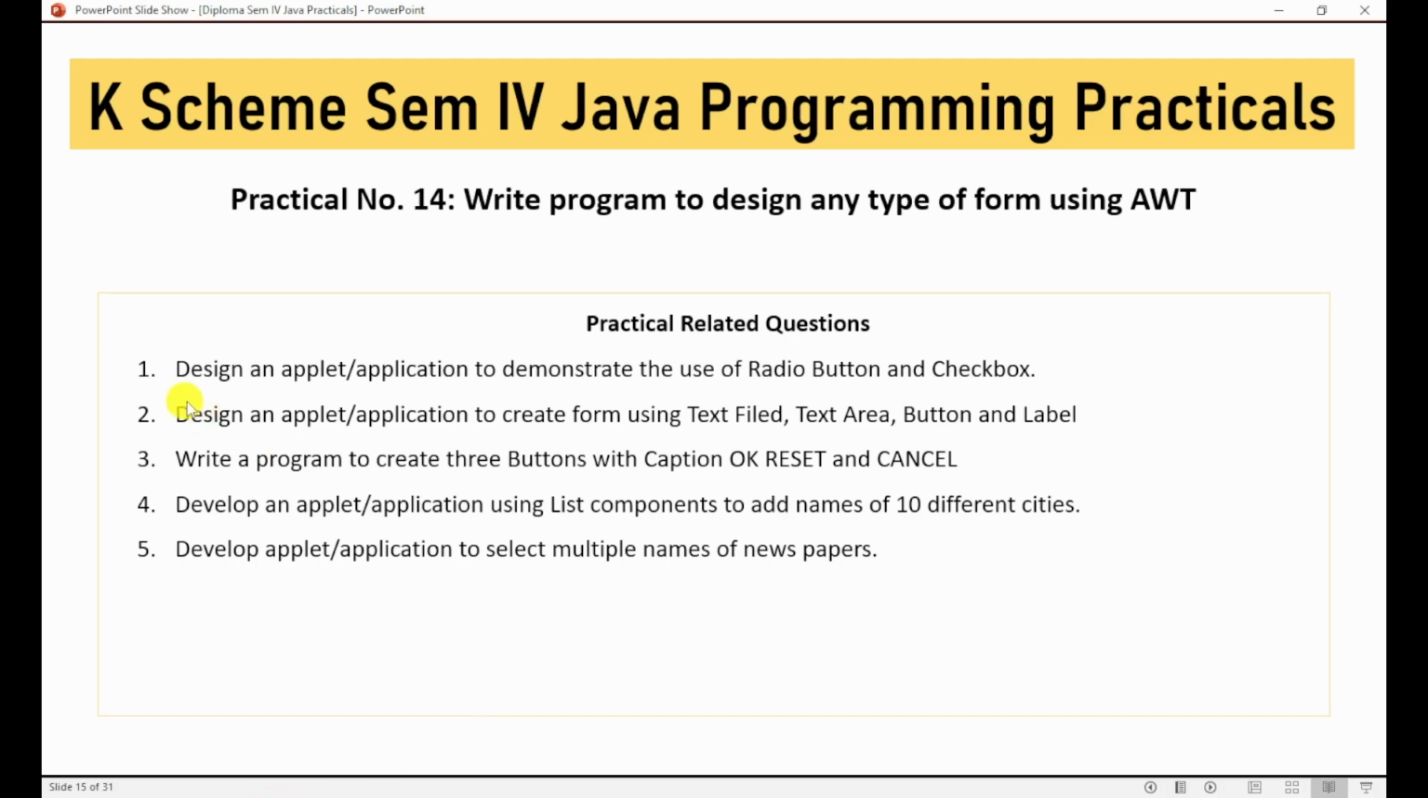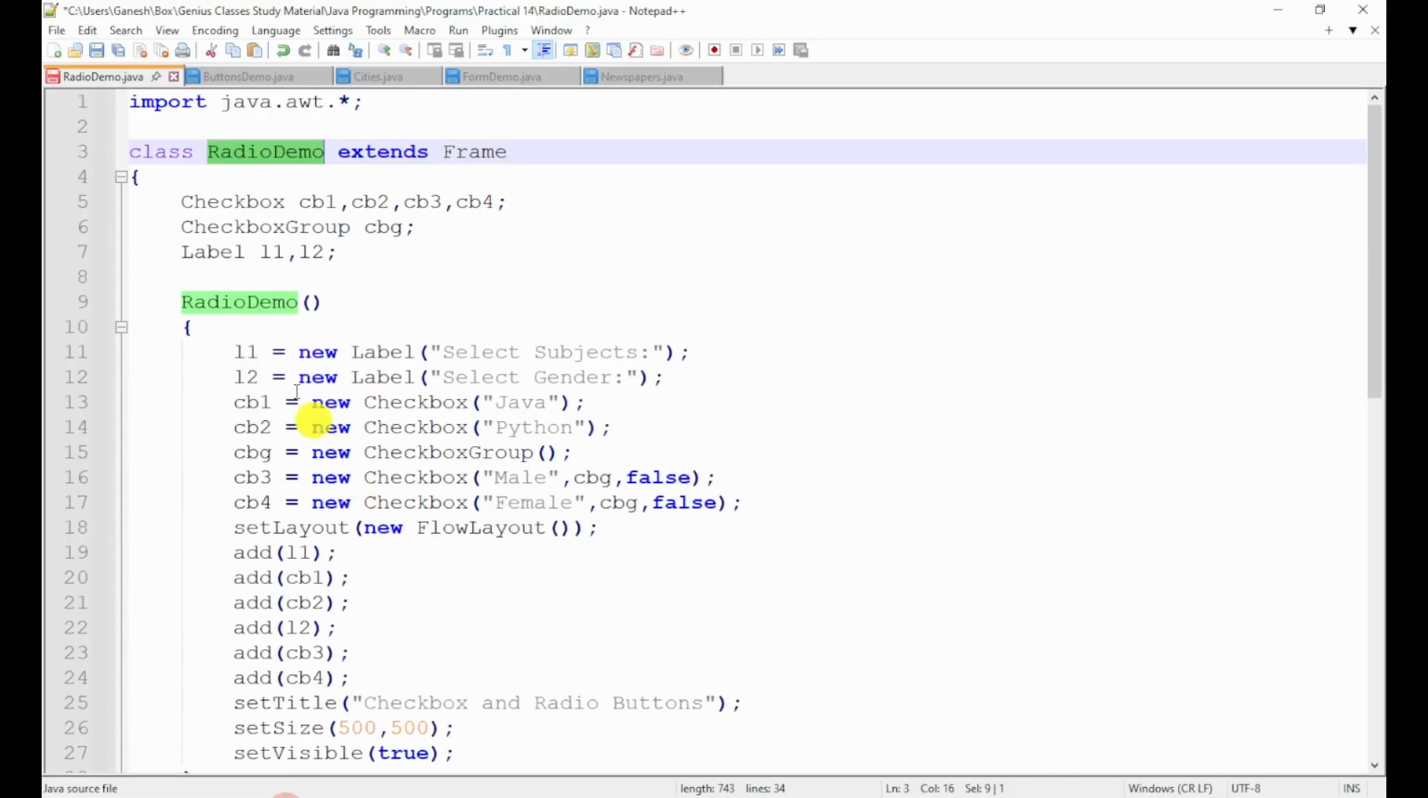So this is how we have created a program for the first question, which was just regarding radio buttons and checkboxes. For that purpose we have created a frame. We created our own frame by extending the Frame class, which is present inside the AWT package. Then from the same AWT package we are calling some classes, that is the Checkbox class, CBG, that is the CheckboxGroup class, then the Label class that we have used here.